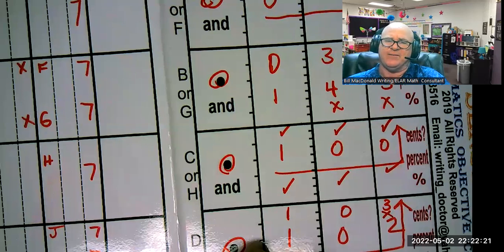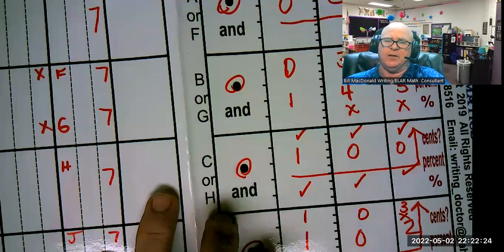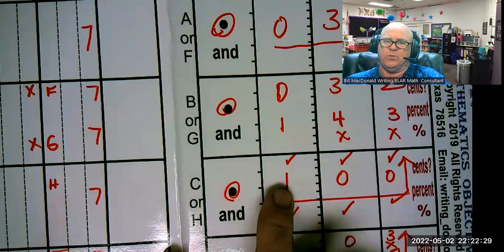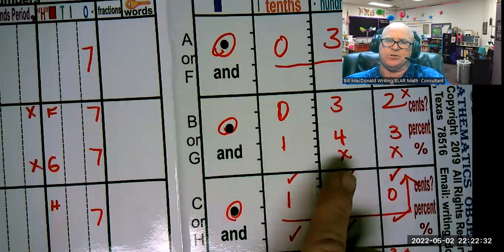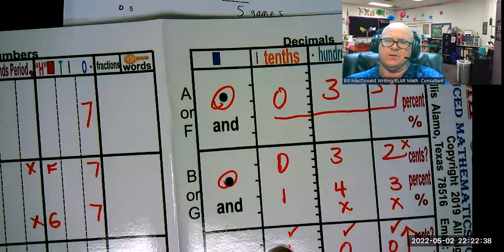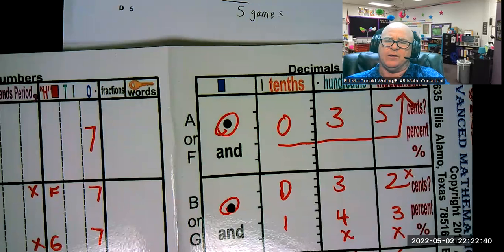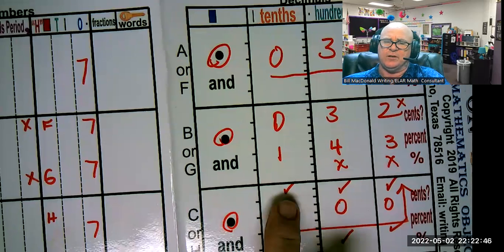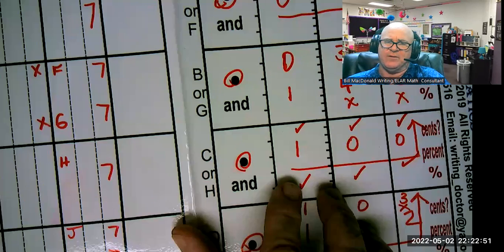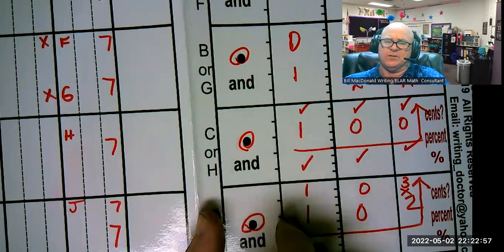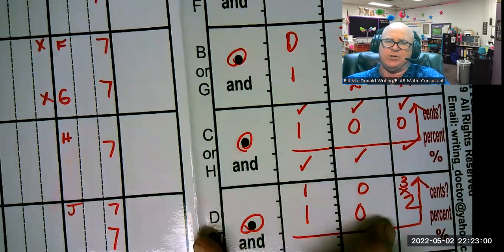Our H says 7 and 1/10, which is also 7 and 10 hundredths, 7 and 100 thousandths. Is 35 thousandths smaller than 100 thousandths? Yes. So the top part is true. It's larger than the number above it. And the bottom number has to be true as well. That 7 and 100 thousandths is smaller than 7 and 102 thousandths. Since both sides are true, letter H is true.